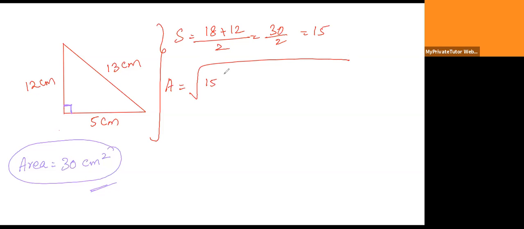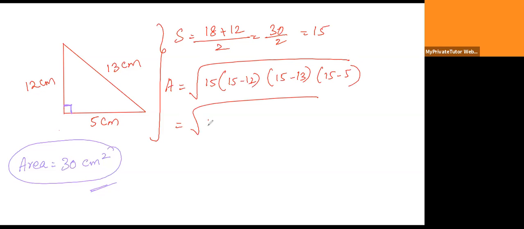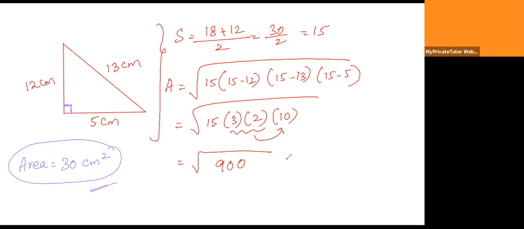Please find 15 minus 12. What is 15 minus 12? And what is 15 minus 13? And then what is 15 minus 5 quickly? So 15, 3, 2, and 10. And please go ahead and multiply by all the numbers. 2 threes are 6. 6 tens are 60. 6 15s are 90, so 900. So that's nice. I hope everyone agrees that the square root of 900 would be 30 centimeters square.